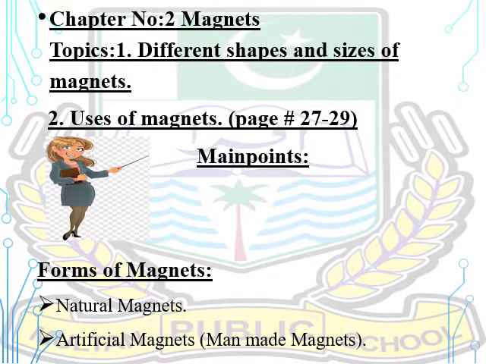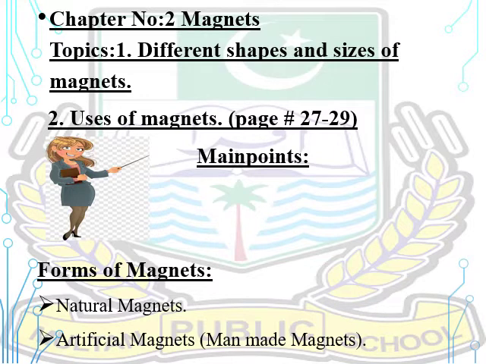Chapter number 2, Magnets. We shall discuss different shapes and sizes of magnets and uses of magnets. Open your books to page number 27. Our main points of discussion are forms of magnet. There are two forms of magnets: natural magnets and artificial magnets.